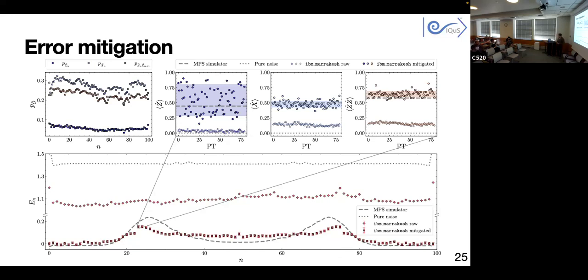Why this is happening is kind of a mystery to us. On one hand, we don't expect them to be the same because of the way that our error mitigation works, but we would at least expect them to be similar. And so this is something that we are still investigating.